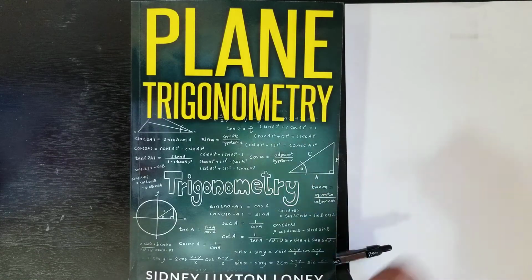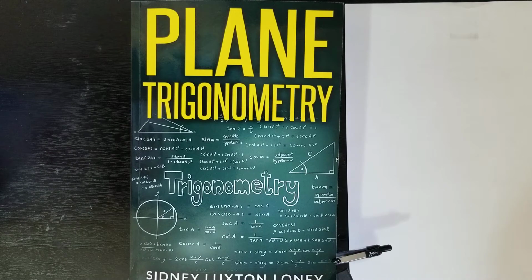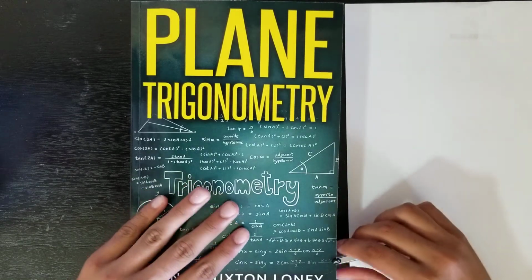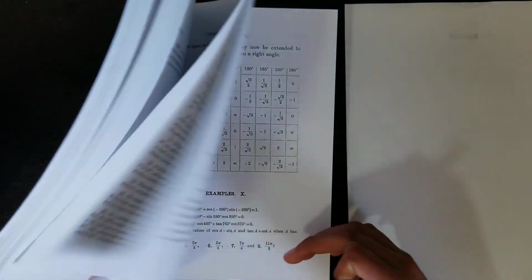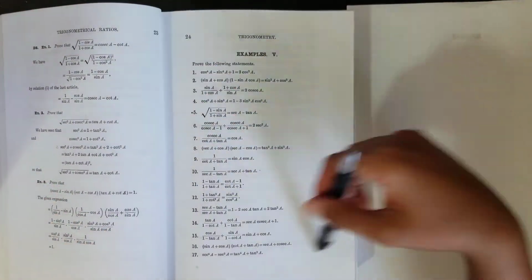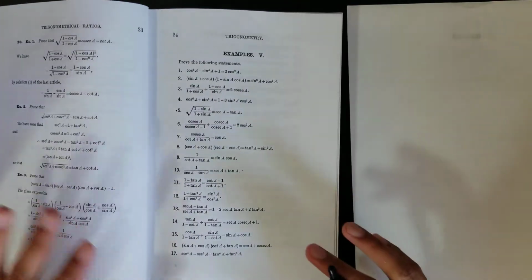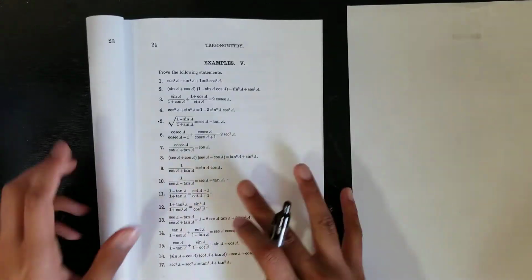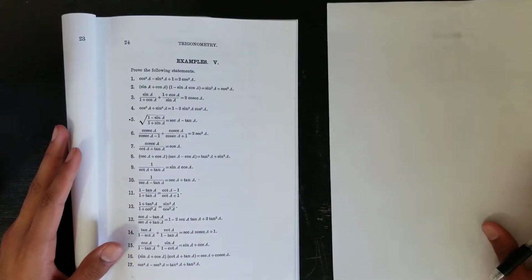The trigonometry course is going to be based on this book called Plane Trigonometry by Sydney Luxton Loney. It's a very nice, simple book. It explains everything from start to finish, and if you finish this book, you're going to be the master of trigonometry. So we're going to get started with the main formulas you're going to need to use for this course. We're going to get started with page 24 over here, because all they explain in these previous pages are the formulas, which I'm going to explain right now to you guys.